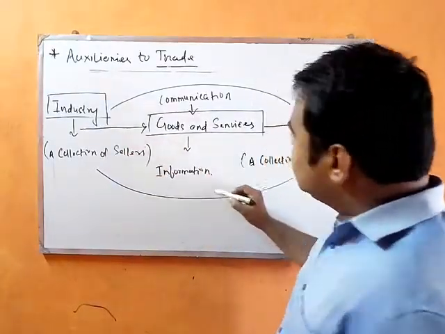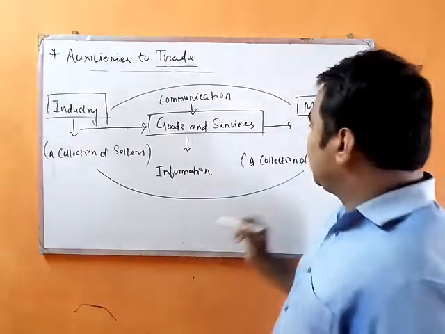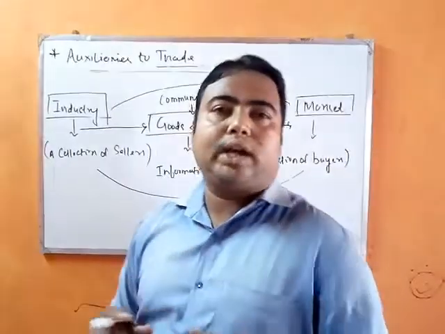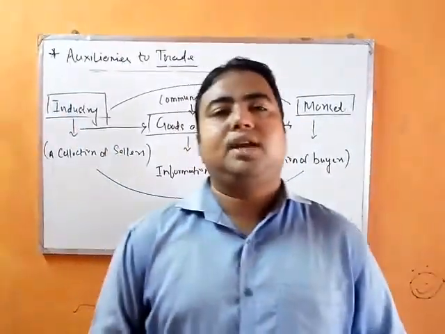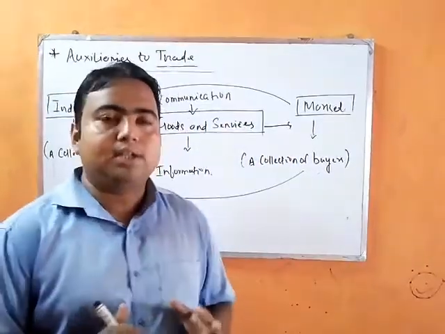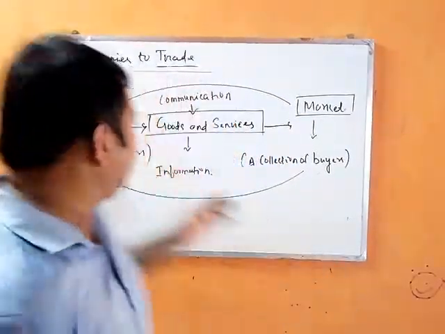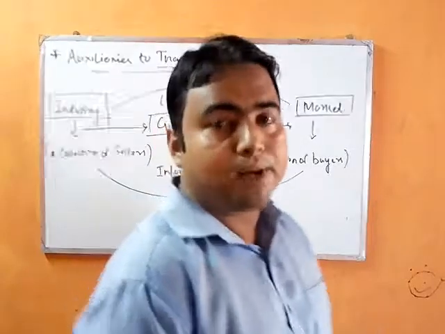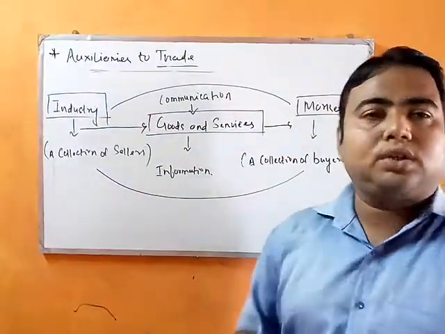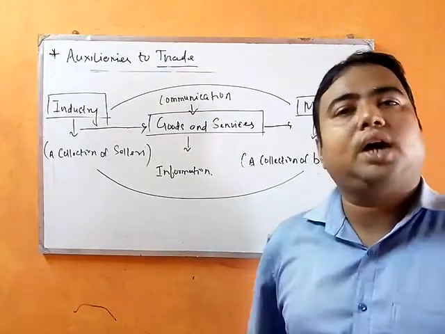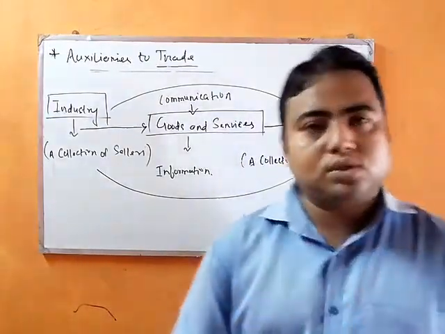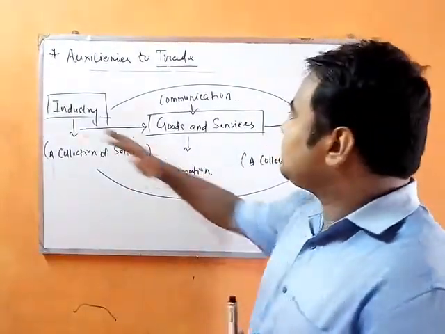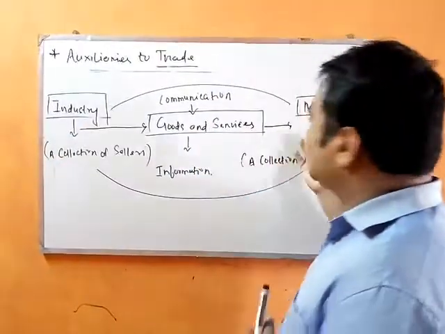Then if we see on the lower side, there should be proper information on what is going on in the industry and what is going on in the market. Both industry and market must share a certain amount of information among themselves. Unless the industry and market are exchanging what is going on in the real place, or if there is not proper information, then the goods and services cannot reach the ultimate consumer. So in order to reach the goods and services to the ultimate consumer, there should be proper passing of information from the industry to the market.